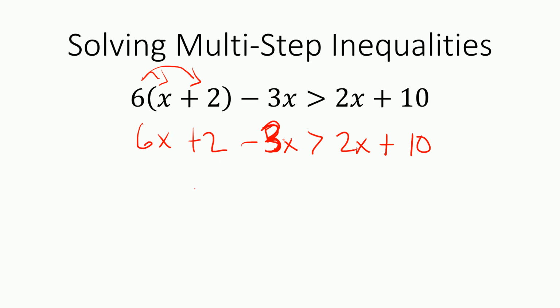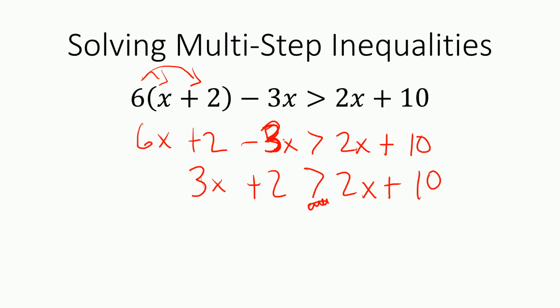So I know 6x minus 3x, I know that's 3x, and then my plus 2 is still there. Okay, and I don't know why I put an equal to there. That's not an equal to. Okay, so now I'm going to go ahead and solve.